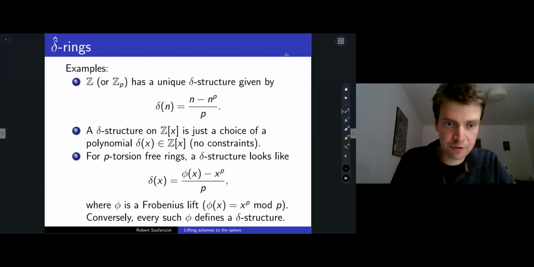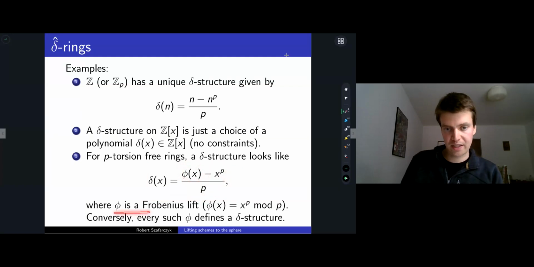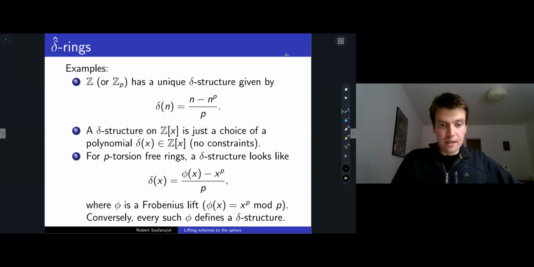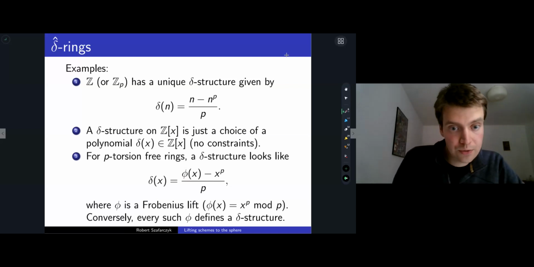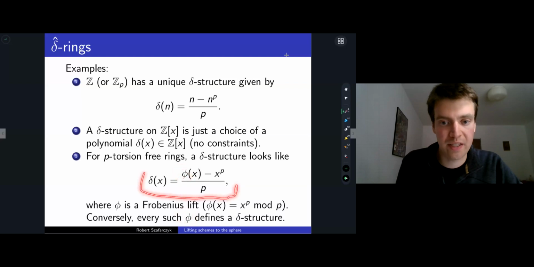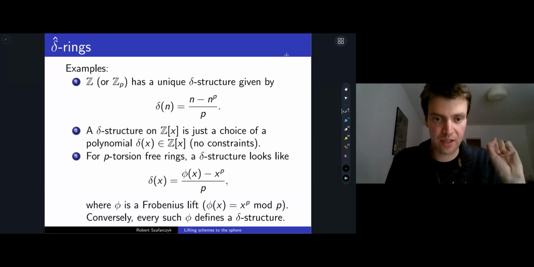Maybe in general, for a p-torsion free ring, a delta structure always looks like this: phi of x minus x to the p, divided by p, where phi is what I call a Frobenius lift, which just means that modulo p, phi looks like the Frobenius, like power p. And this actually defines a bijection. For a p-torsion free ring, a delta structure always comes from a Frobenius lift, and every Frobenius lift defines a delta structure in this way. So there's a bijection between Frobenius lifts and delta structures on your ring.